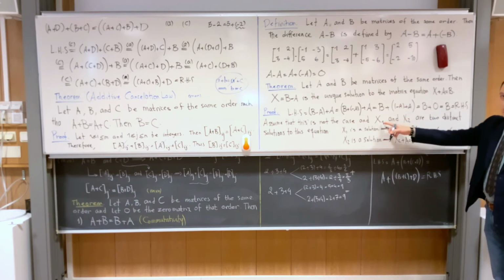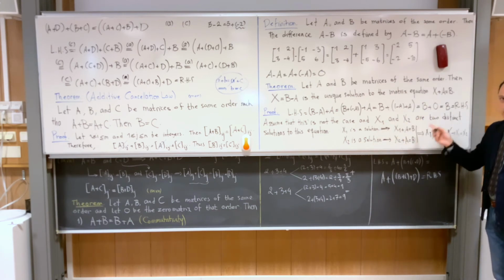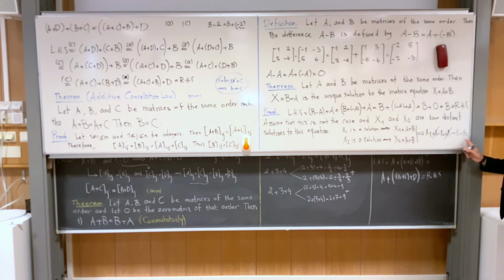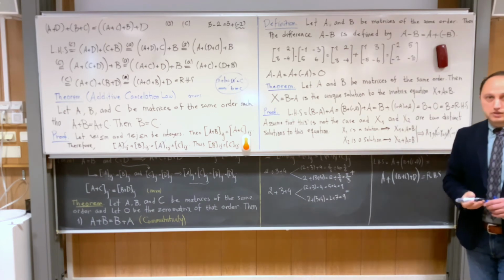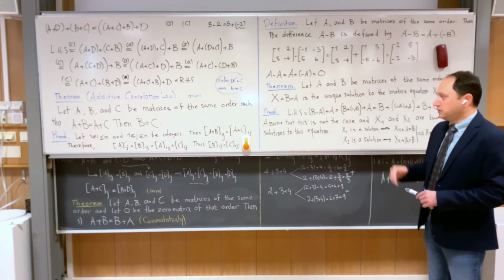Because I have assumed on the one hand that x1 and x2 are two distinct solutions, they are not the same, and then the consequence of this assumption gives me that they have to be the same. So they are distinct on the one hand, and the same on the other hand simultaneously, and that's a contradiction. So it means that we cannot have more than one solution for this simple equation.